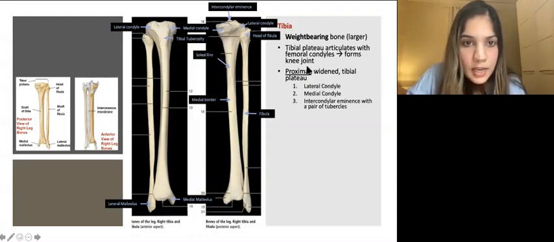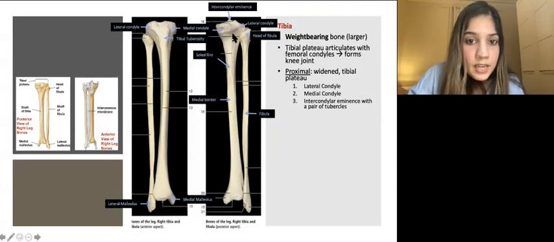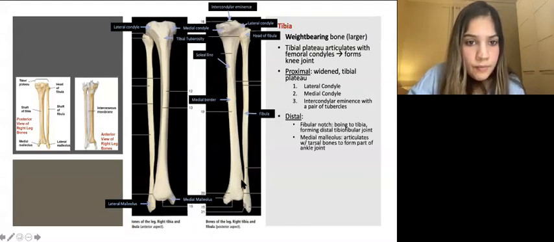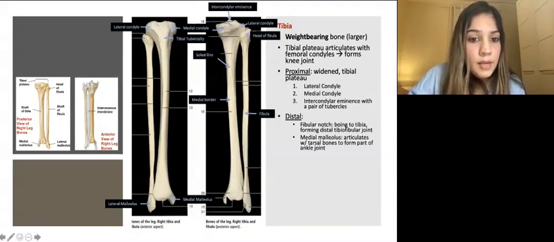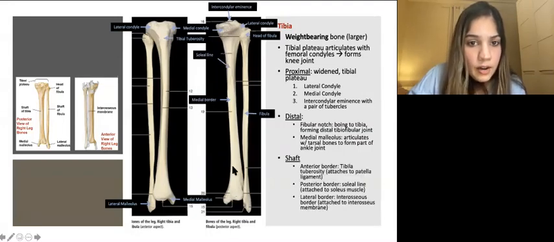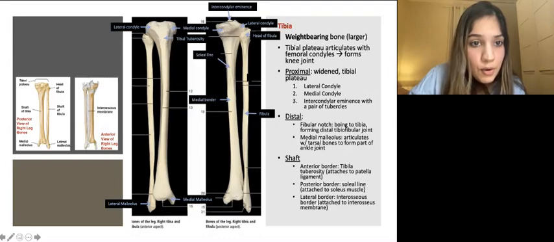So as we said, in the proximal region, it's widened. You've got the lateral condyle, the medial condyle, and an intercondylar eminence with a pair of tubercles just up here. Distally, you've got a fibular notch and you've got the medial malleolus. And then in the shaft here, you've got the anterior border. Sorry, this is meant to be tibial tuberosity.